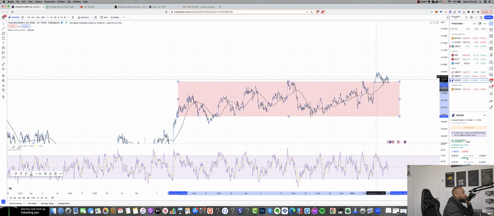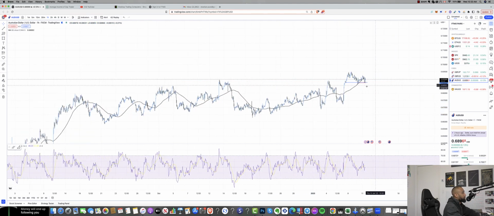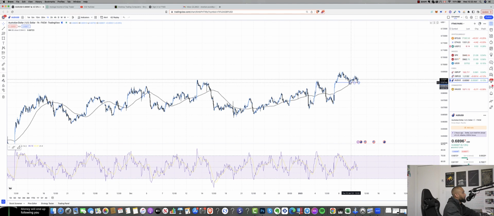And you can see the price broke above and formed support. We have a support bounce right here as well. We have this moving average that it also was supported by.